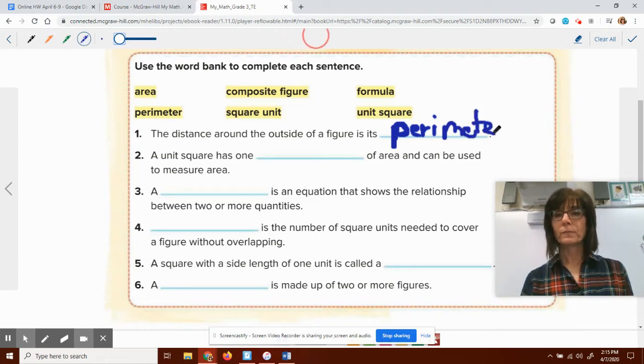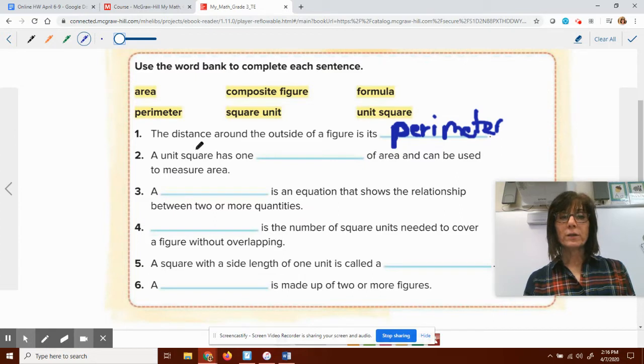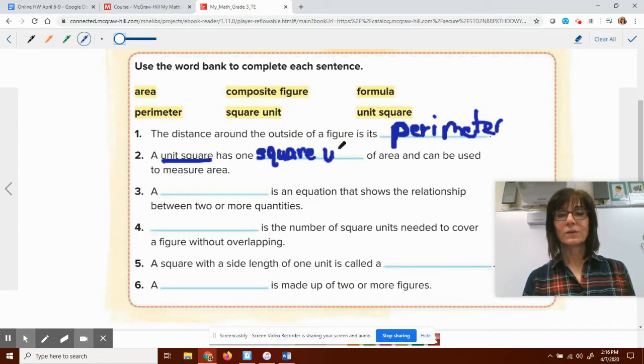Number two. A unit square has one blank of area and can be used to measure area. Well, my friends, a unit square has one square unit. So this is going to be square unit. So we're going to get it all on there.